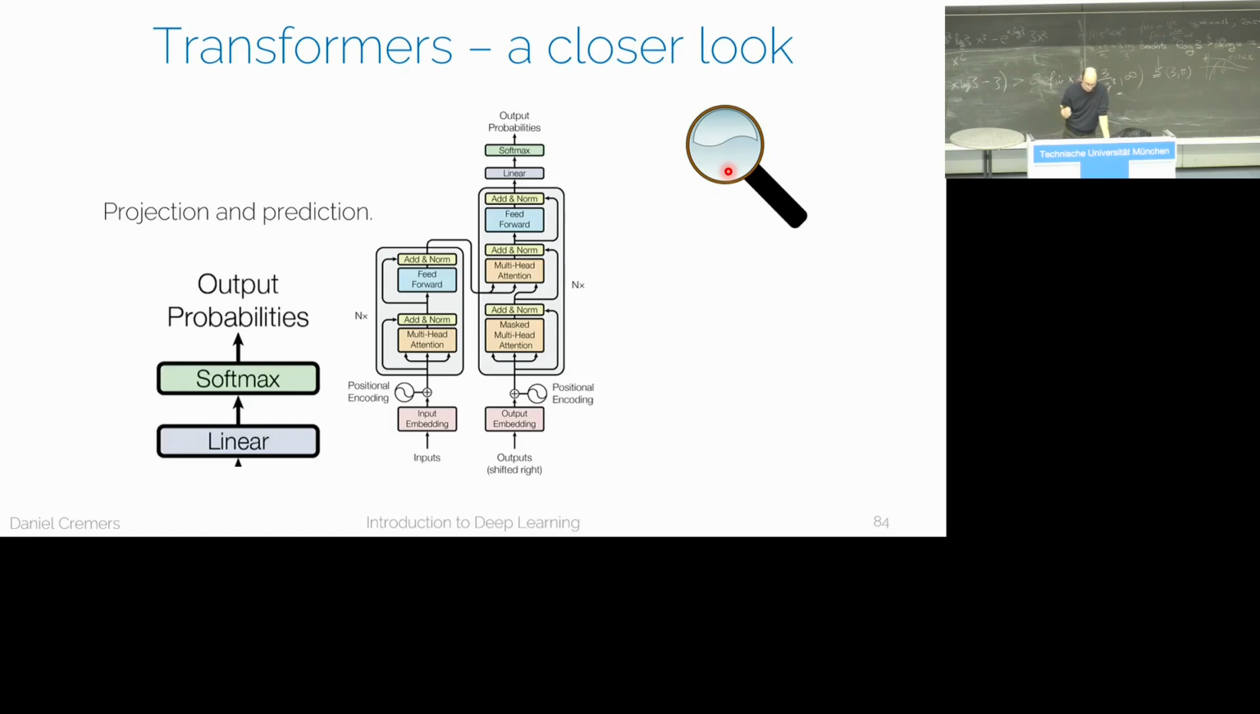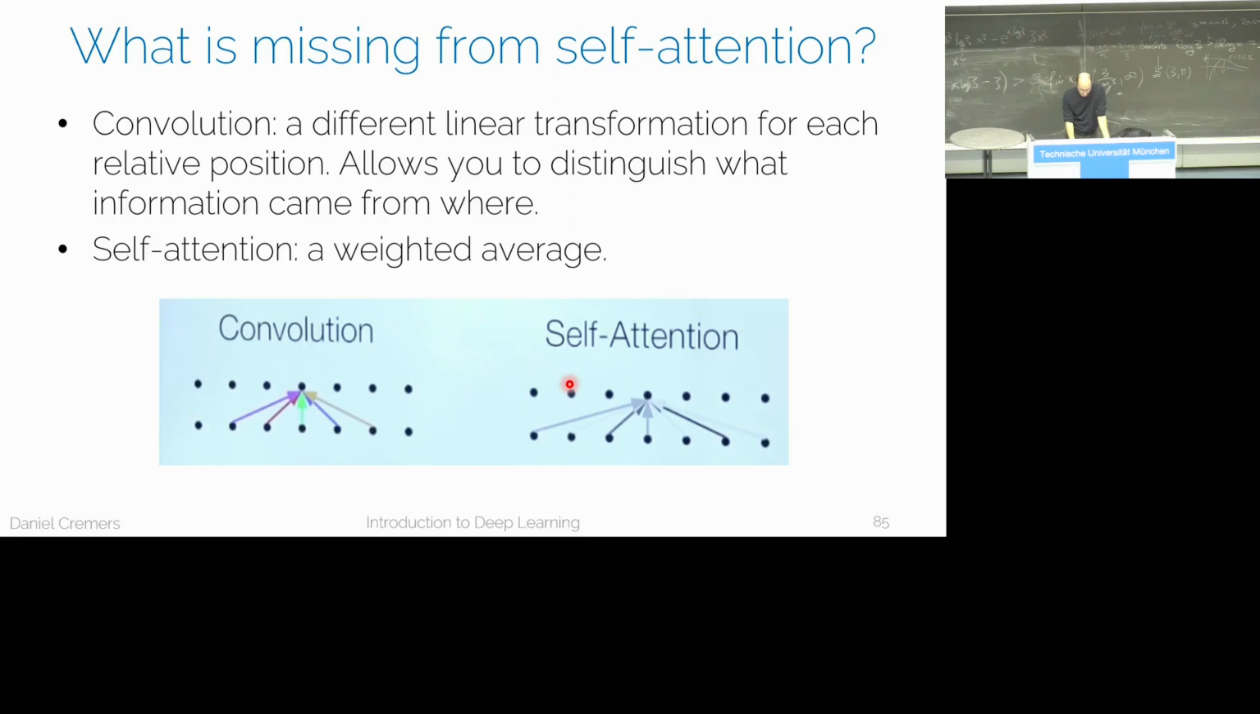And that allows you to create a prediction, a projection and a prediction, and then you can use that as a training signal. There is one thing that is missing and that I haven't explained yet, and it's down here, the positional encoding. Let me explain that briefly.